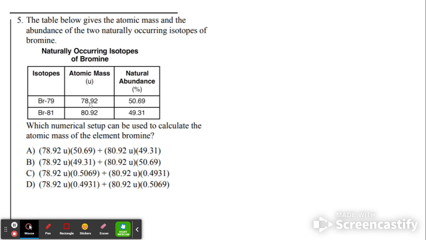Now here, the natural abundance must correspond to that atomic mass. So here, 78.92 is multiplied by 0.5069. That makes sense, since those numbers correspond to one another. So the answer is C. In choice D, they multiply 78.92 with 0.4931. This percent abundance does not correspond with bromine 79. It corresponds with bromine 81. Thus the answer is C for question 5.